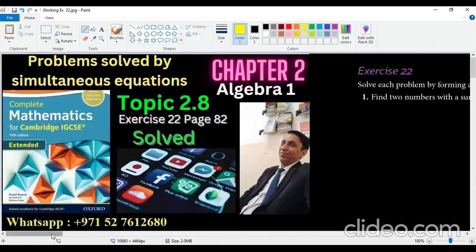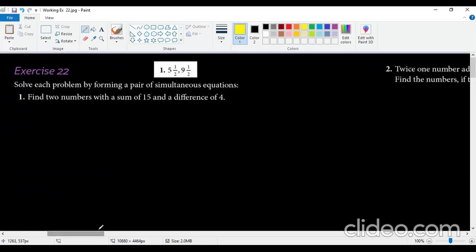Taking you straight to question number one, it says solve each problem by forming a pair of simultaneous equations. Find two numbers with a sum of 15 and a difference of 4. That means x plus y is going to be equal to 15, and the difference between them, that means x minus y, is going to be equal to 4.